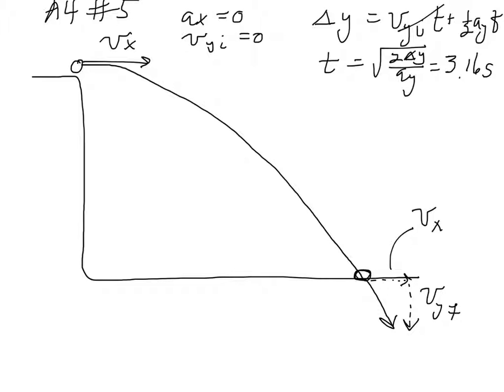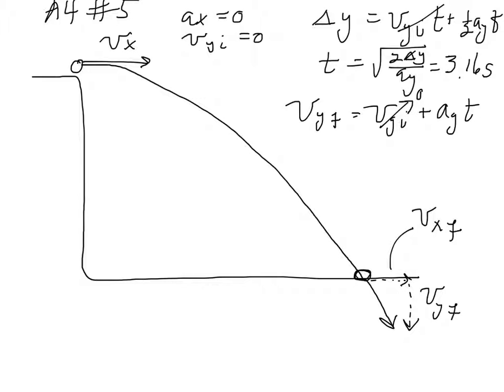Now with the time we can find V final, Vy final, and if we know Vy final and we know Vx initial, which is Vx, which is Vx final, we'll have the two components and we can get the magnitude and direction of the final velocity. How do we get Vy final? We just use equation 1, Vy final equals Vy initial plus ay t. Once again, the Vy initial is 0.